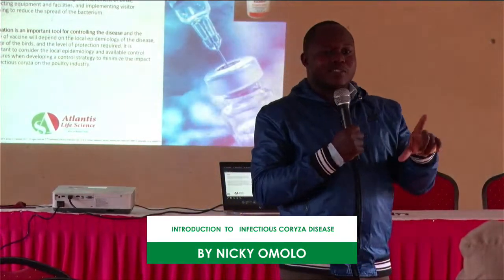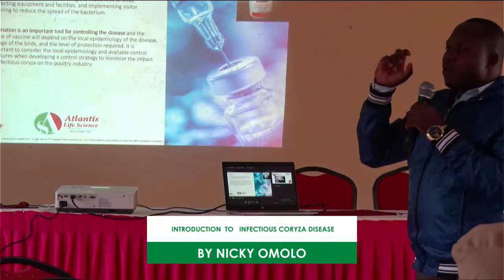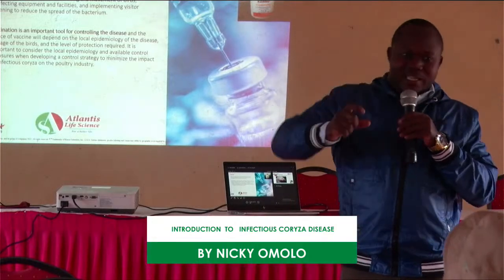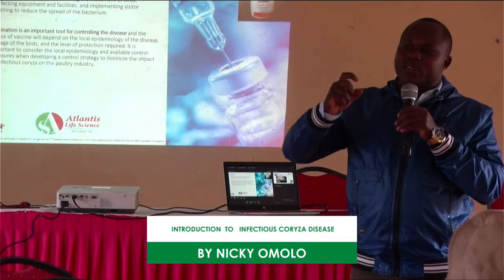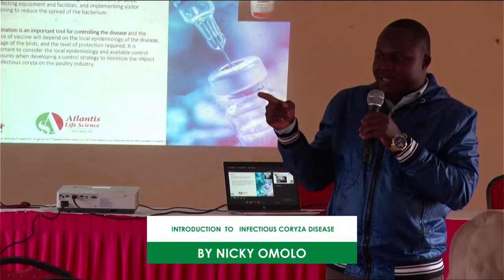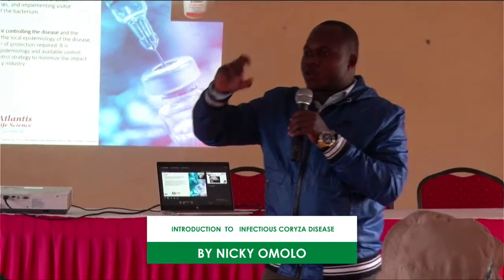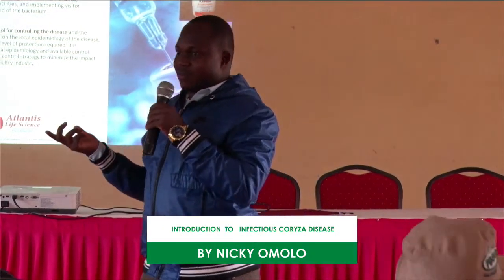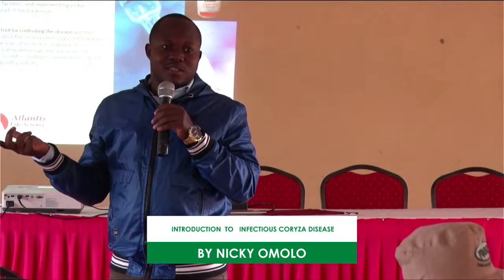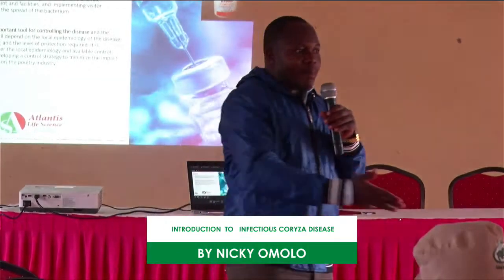Now the same principle: we realized that with infectious coryza, when the birds are already infected, what will actually kill the birds, close to almost 20% mortality, is respiratory failure. That's what will kill the birds, because the airways are blocked by a lot of mucus that has been produced, correct? So when we have respiratory failure, the bird dies.